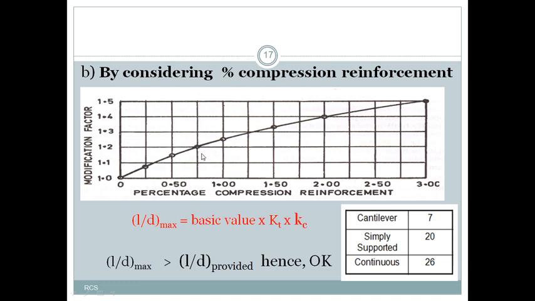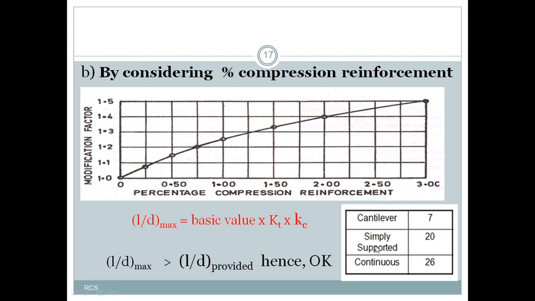By obtaining these two values, we can calculate the L by D max. L by D max means the maximum L by D ratio we can provide. L by D max can be calculated as the basic value multiplied by the modification factor with respect to tension steel and the modification factor with respect to compression steel. These two values are calculated, and the basic value we can obtain from this formula, this table.